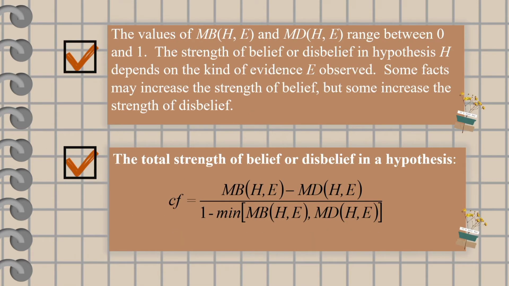The values of measures of belief and measures of disbelief range between 0 and 1. The strength of belief or disbelief in hypothesis depends on the kind of evidence observed. Some facts may increase the strength of belief, but some increase the strength of disbelief. So here, the total strength of belief or disbelief in hypothesis.